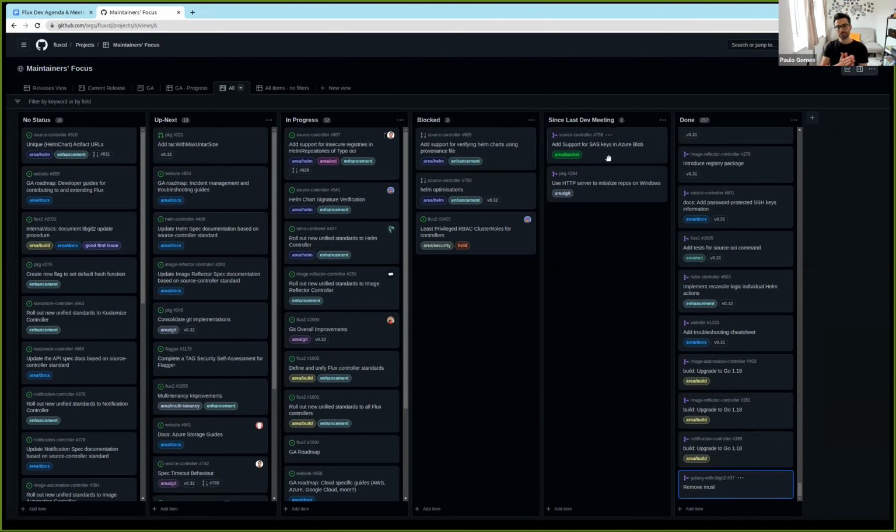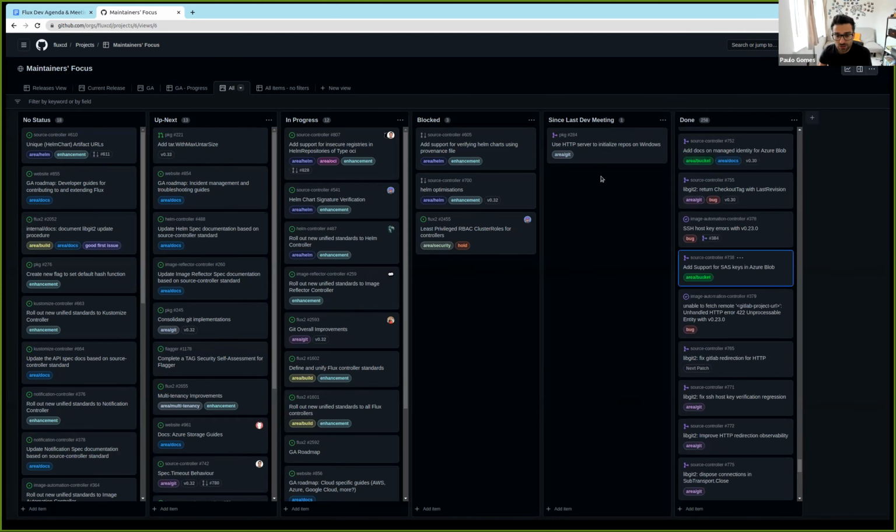SAS keys. Basically on Azure, when using Bucket to access blob storage, there are several different types of authentication. The only authentication method that we didn't support so far was the SAS keys. So Santosh finished the work on this one, and now we support all authentication methods for Azure, which is absolutely brilliant.